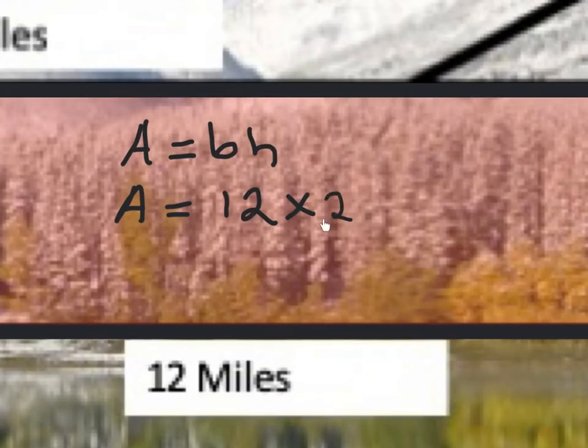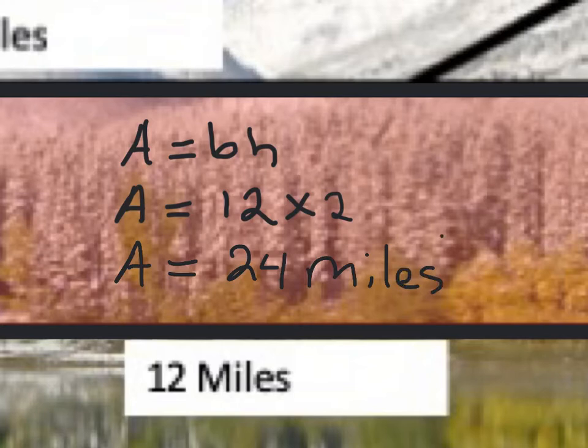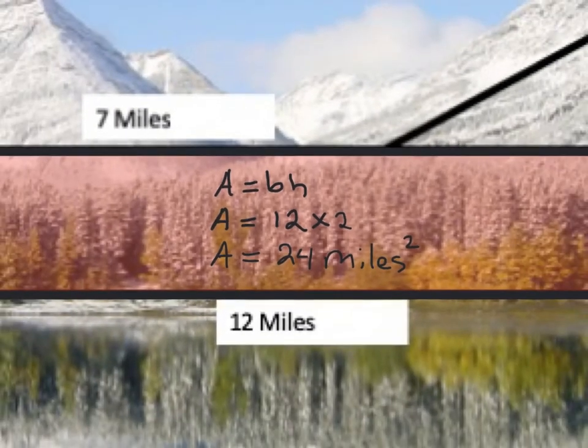And then I can just multiply. 12 times 2 is going to give me 24, right? And I'm going to write the A equals, and it's 24 miles, right? So I'm going to write miles, and that is squared. So that's 24 miles squared.